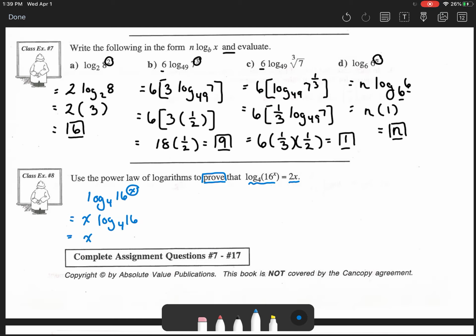So this will be x. Now, log base 4 of 16 is basically 2, isn't it? 4 to the exponent of 2, or 4 squared, is 16. And we know x times 2 is the same as saying 2x. And there you go. I started with what they wanted me to start with, and I ended with what they asked me to end with, which is that 2x.